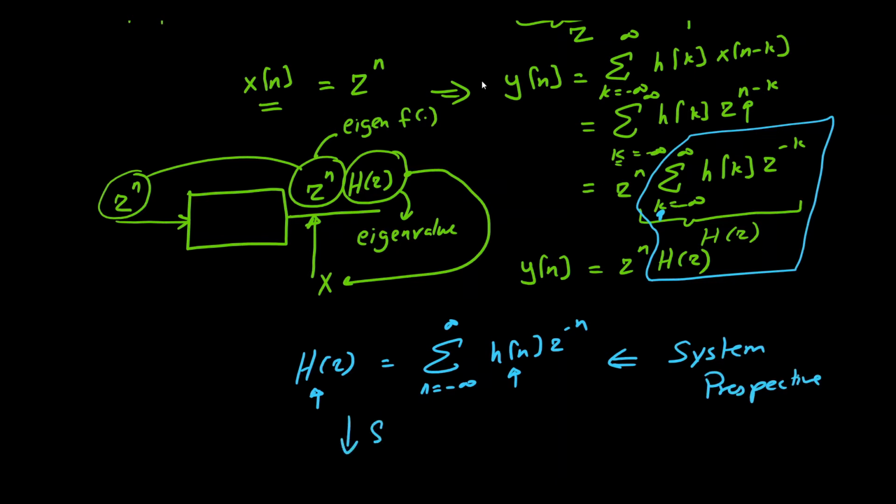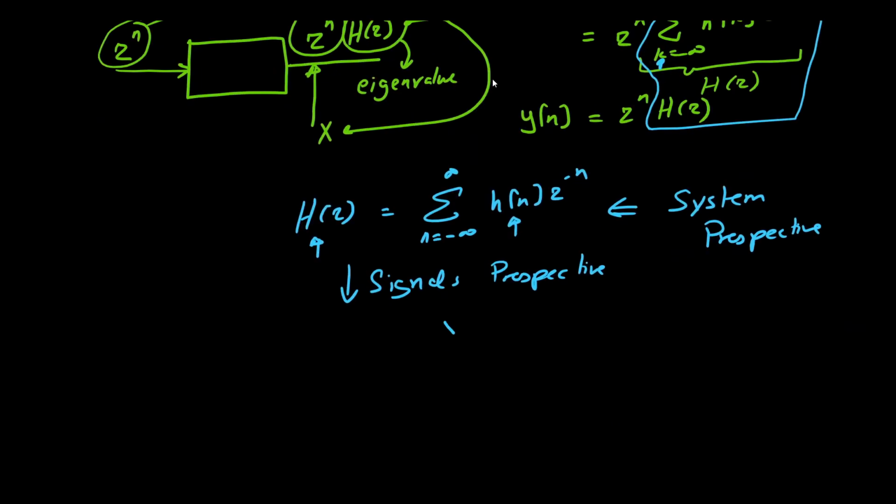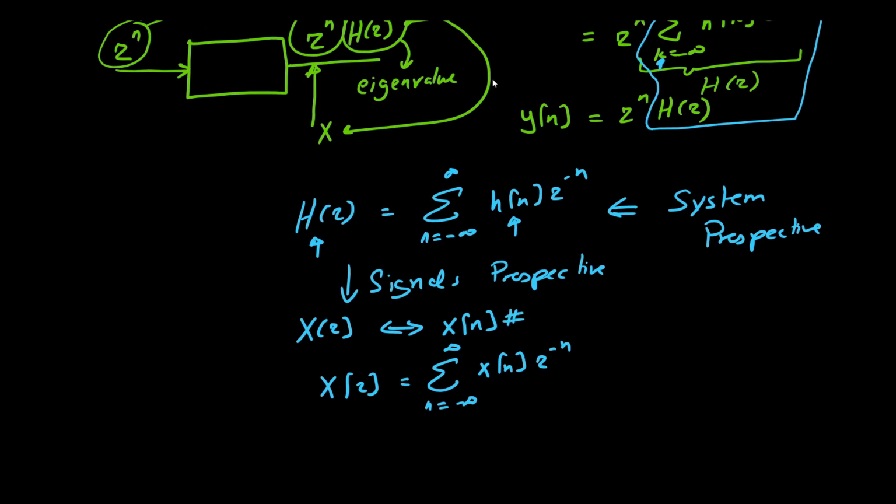Now moving to the signals perspective, a discrete time signal can have its z transform in terms of X of z, where X of z is simply a summation from n equals minus infinity to infinity of x of n z to the power minus n. So for a discrete time signal, this is our z transform. x of n is a discrete time signal, whereas X of z is a continuous function.